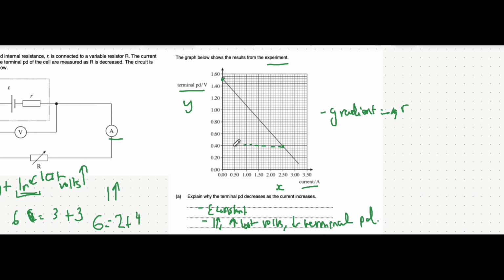Now the difference in current between them, 0 and 2.5, is 2.5. The difference in terminal voltage between 1.52 and 0.4 is, well, let's write it out. 1.52 take away 0.4, that's equal to 1.12. So minus the gradient, which is minus 1.12.